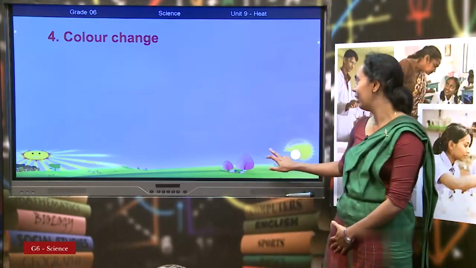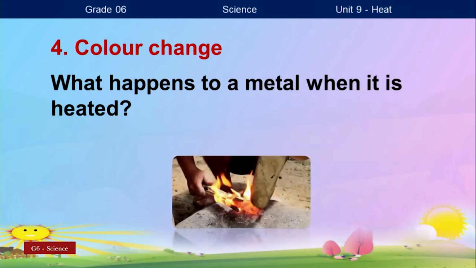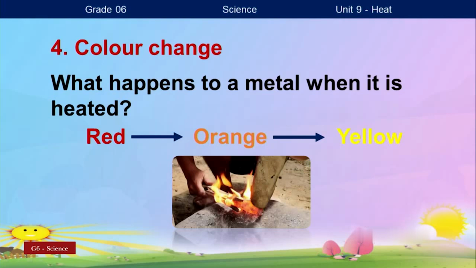Here you can see what happens to a metal when it is heated. When we are supplying heat to the metal, first it becomes red. Continuously supplying the heat, it becomes orange, and when we supply more heat, it becomes yellow. Here also you can see the color change happens due to the heat.